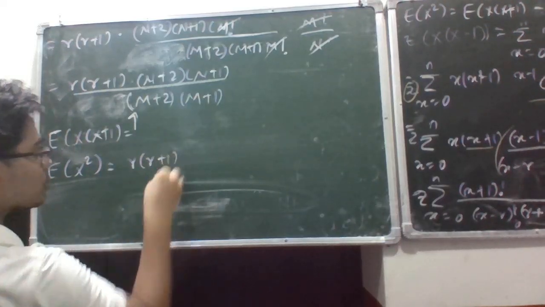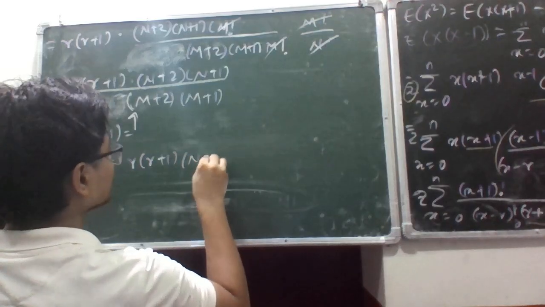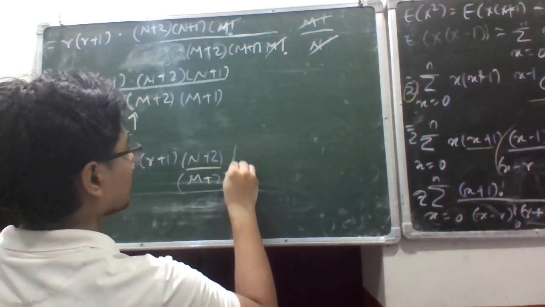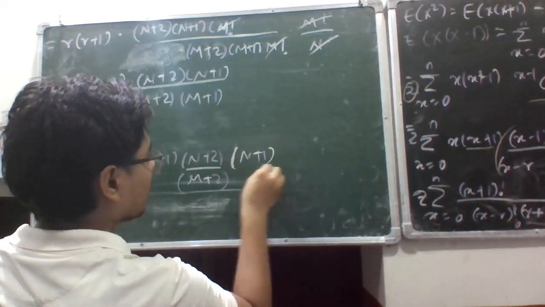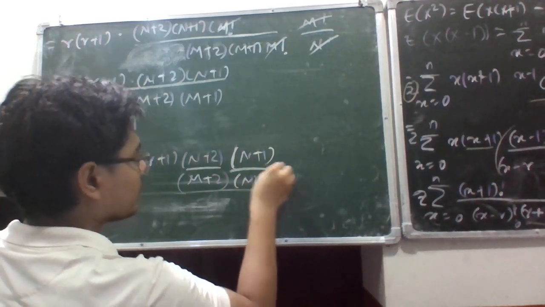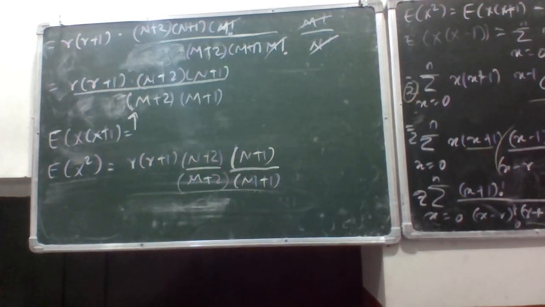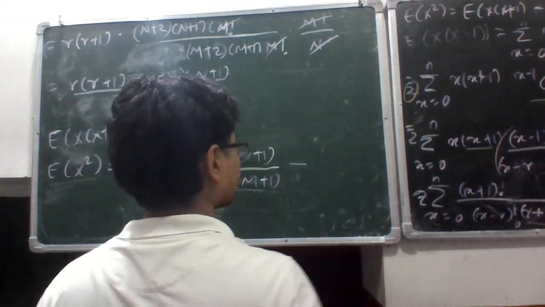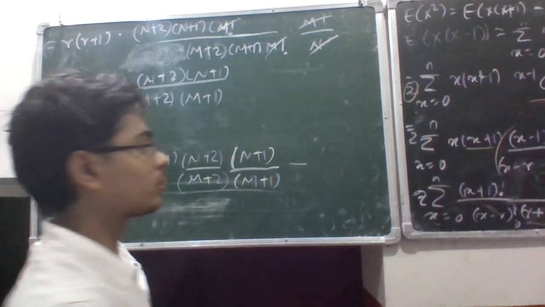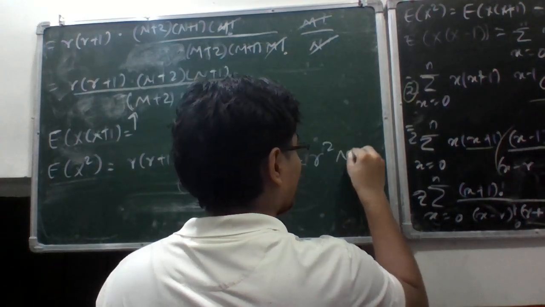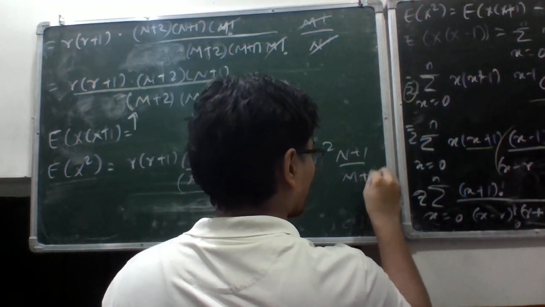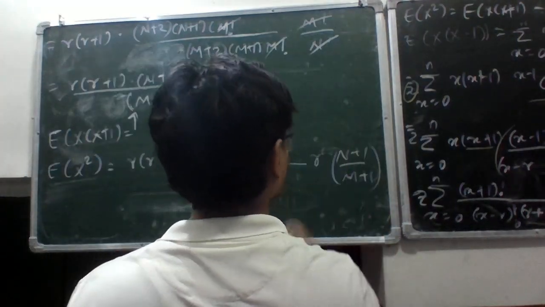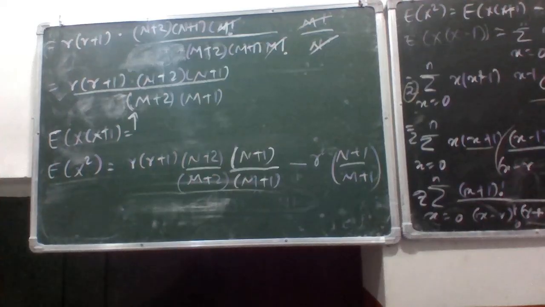Now we have to subtract the expectation of x to get expectation of x squared, equals r plus 1 m plus 2 by m plus 2, then n plus 1 by n plus 1. And then minus expectation of x. Now what have we got as expectation of x? We have got r times n plus 1 by m plus 1, all squared. So this is what we get as expectation of x squared.